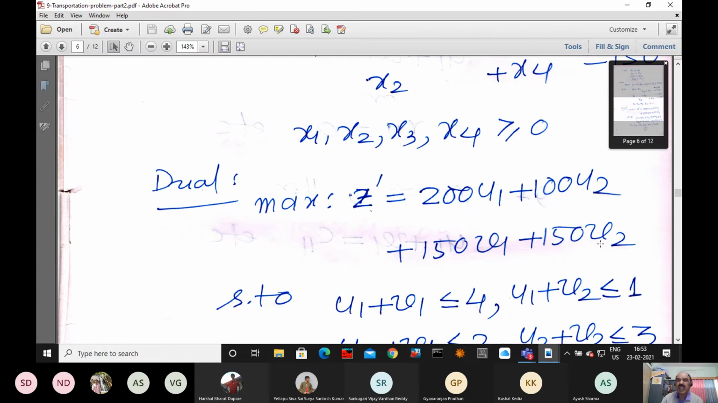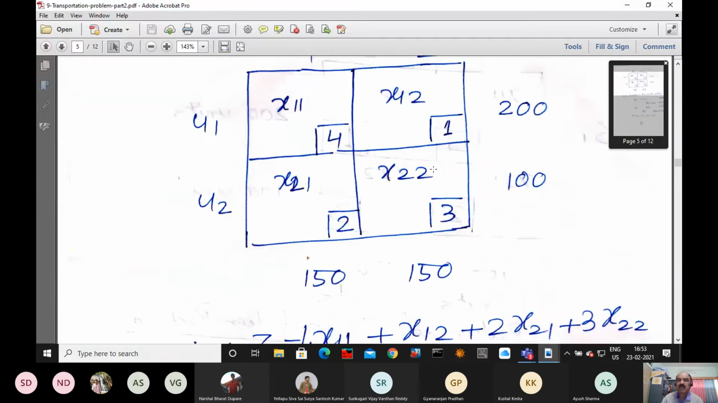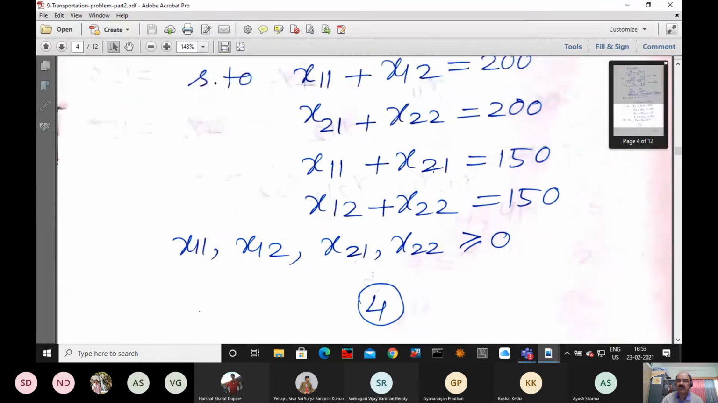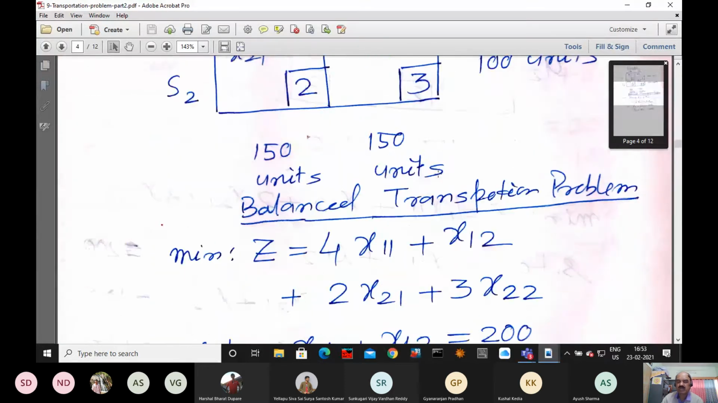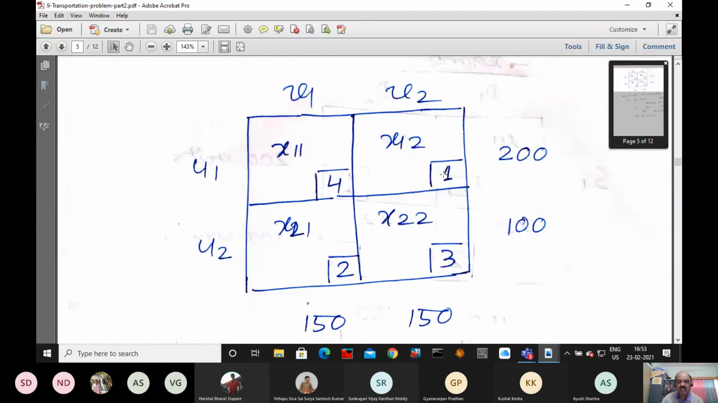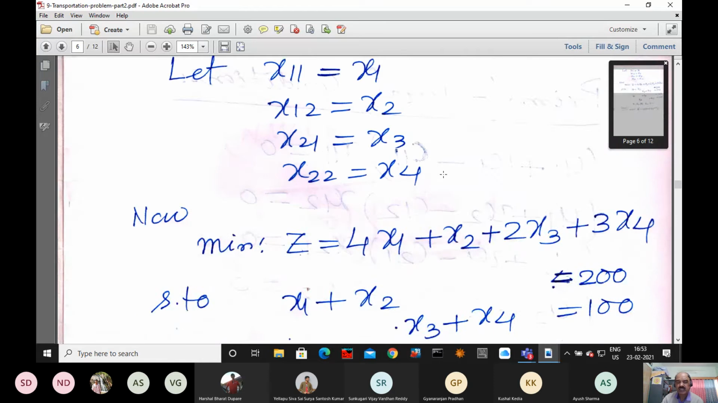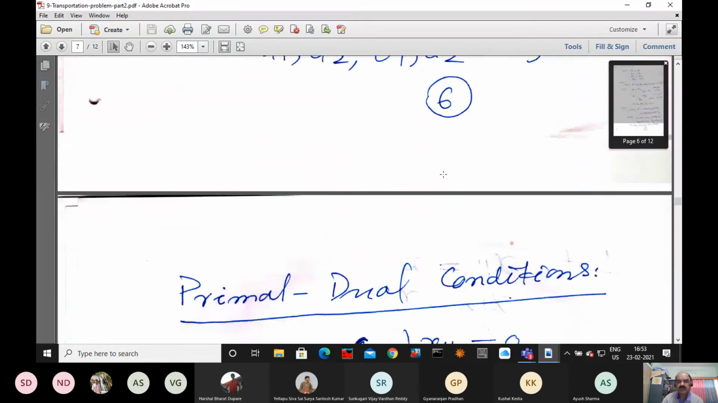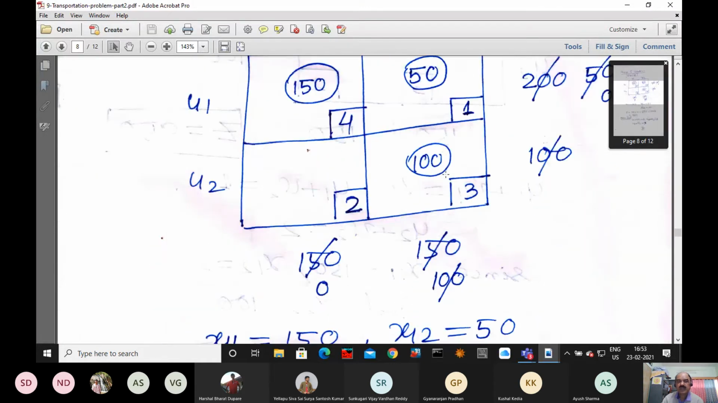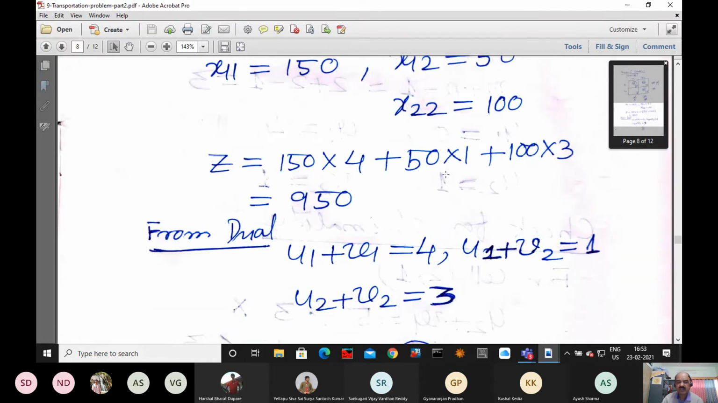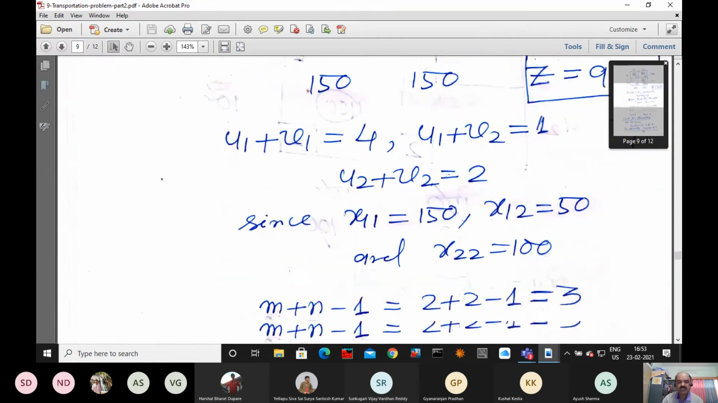950. And what is the primal one? How much did we get for the primal one? 950 also. Both are the same. So it is an optimal solution. That is the conclusion. So this solution, whatever you have got, is an optimal solution. This is a simple example. This solution we have got from this dual is an optimal solution: 950, and earlier that is also 950.